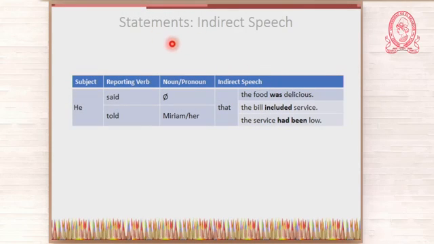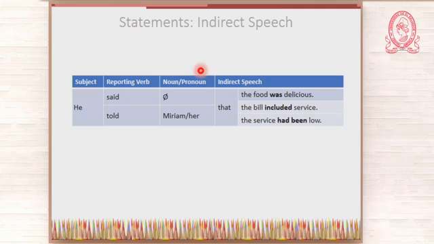We continue with statements, but here we have indirect speech. We have the subject, he. You have the reporting verb, said or told, here in the past tense. And then you may have here a noun, for example, Miriam, or you can use a pronoun, her. And then you have the introduction of the indirect speech, and here you have the rest of the sentence, okay? Let us see the first one. He said. After say or said here in the past tense, you don't use a noun or pronoun.